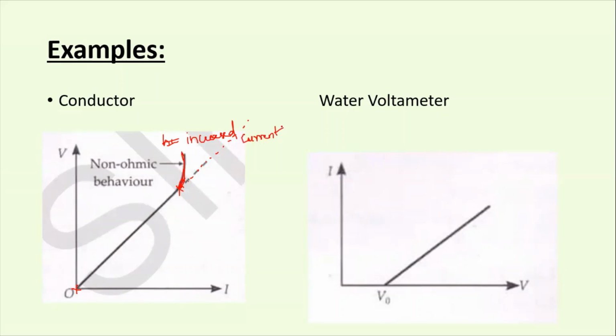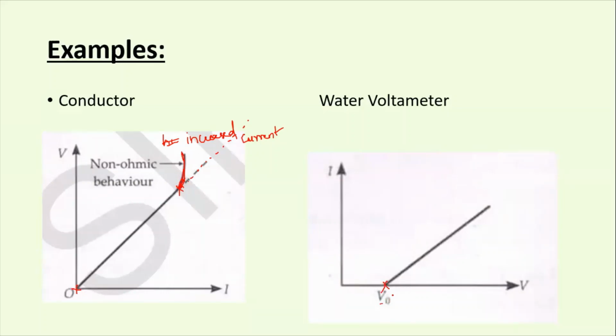So the next example is the water voltameter. Here your back EMF will be set up. What is back EMF? You will be studying it in the chapter on electromagnetic induction. As a result of the back EMF, the graph will be a straight line, linear graph, but it is not starting at the origin. It starts at a point V0. Okay, so this is a non-ohmic conductor.